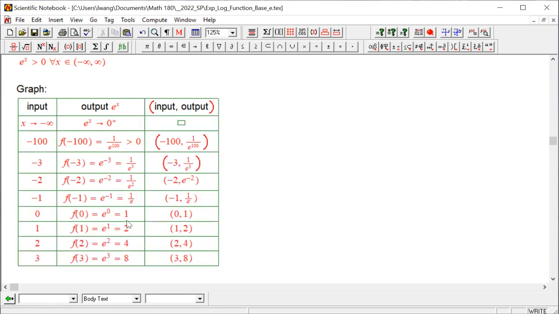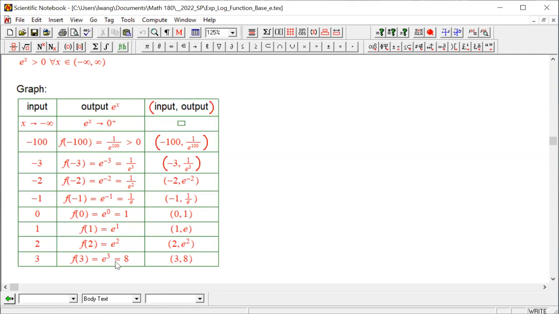e to the power 0 is 1. e to the power 1, of course, is e. So when input is 1, the output is e. e to the power 2 is e squared. So this piece is going to be e squared, not 4. And e to the power 3, over here, is going to be e to the power 3.